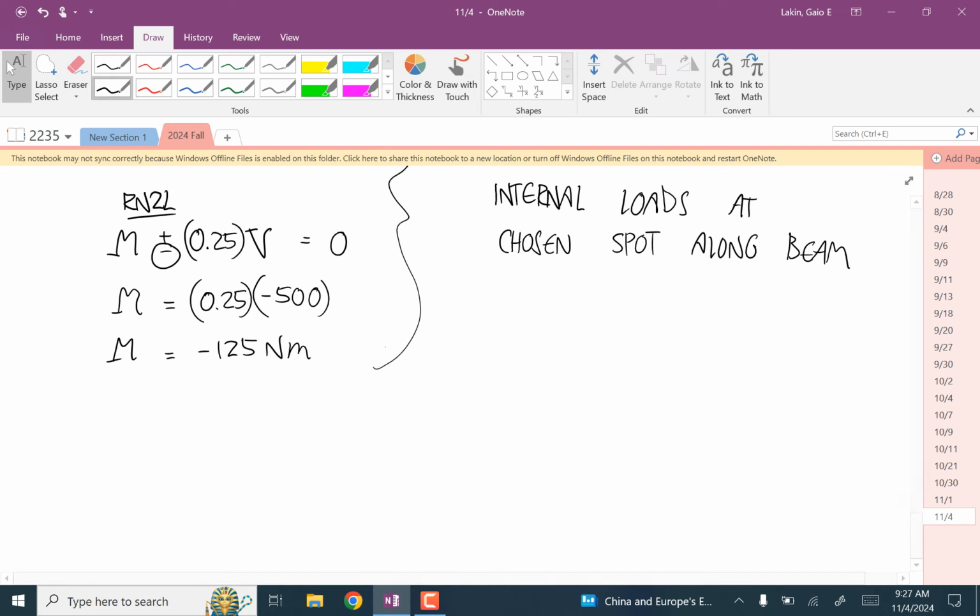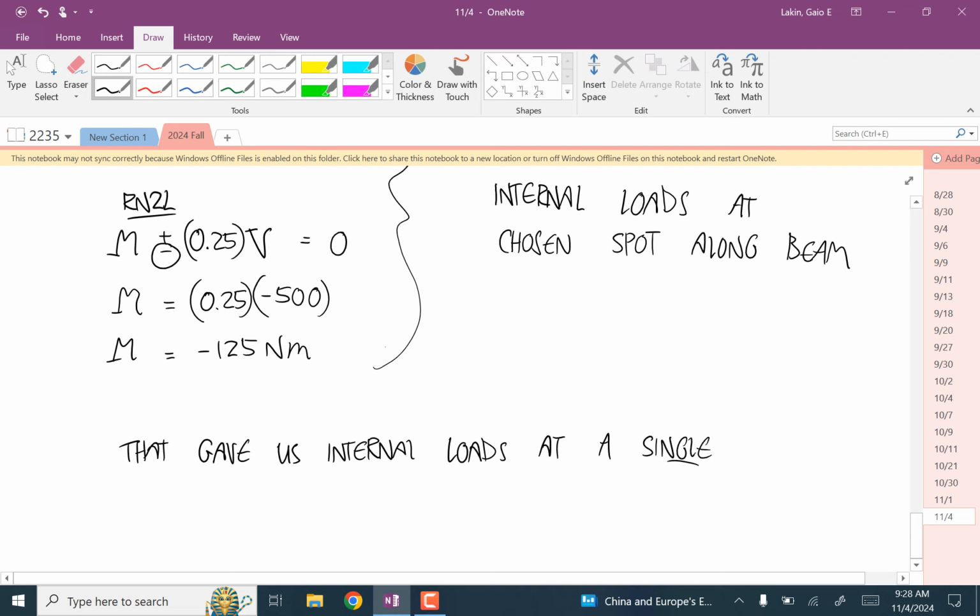All right, well, what we did here gave us internal loads at a single location. If we're trying to figure out how likely this thing is to break and where it's going to break, we want to do these calculations at every location.